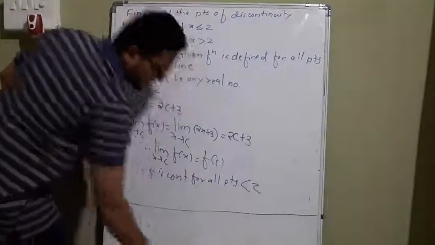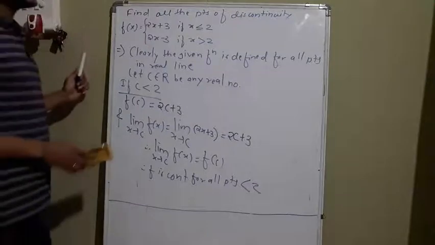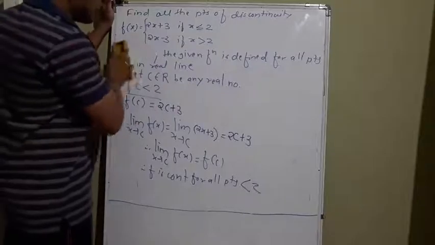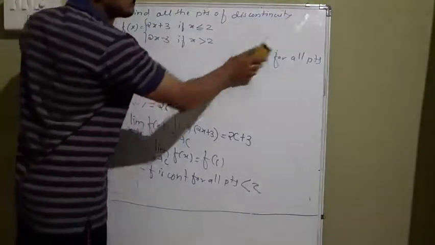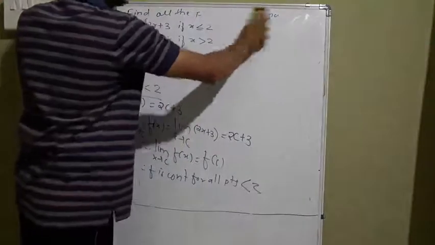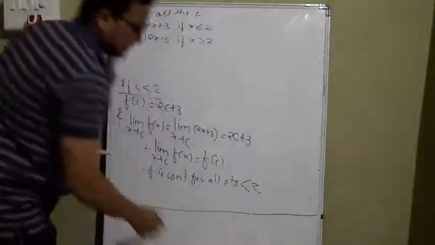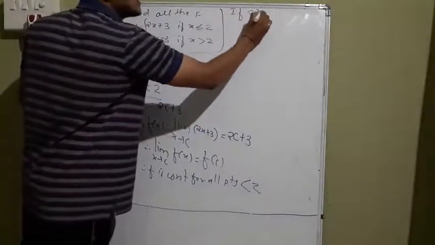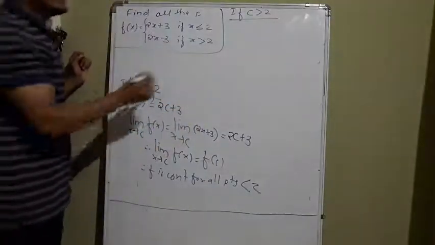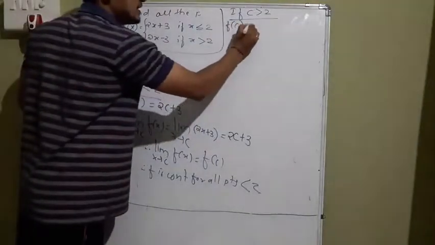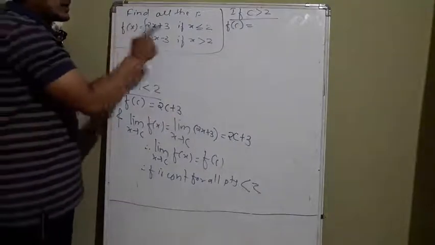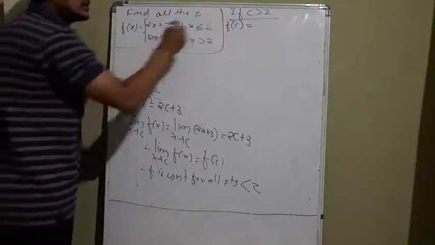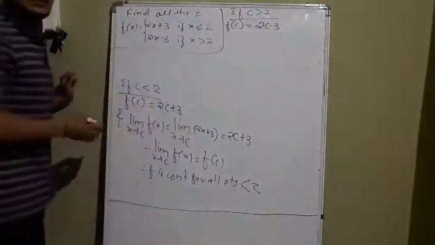Okay, next we have to take the second condition, that is greater than 2. If c is greater than 2, first we have to check f of c. For greater than 2, the function is 2x minus 3. But x here is c, so it is 2c minus 3.